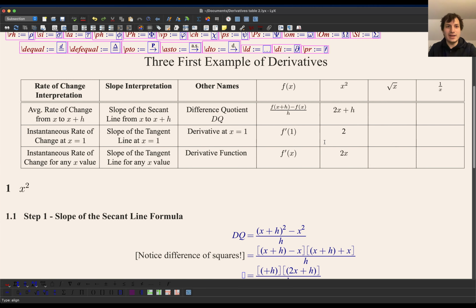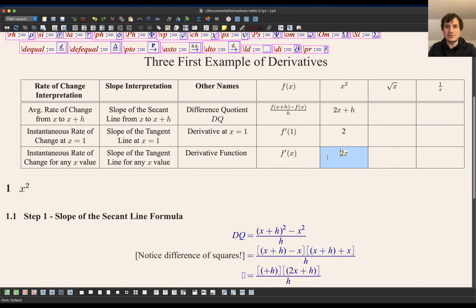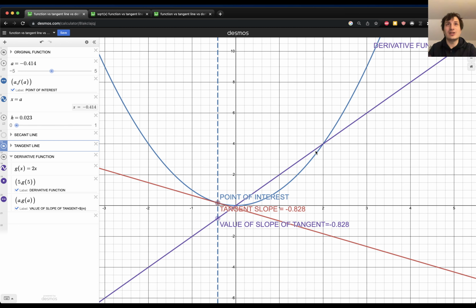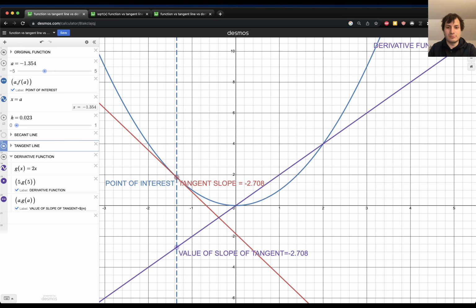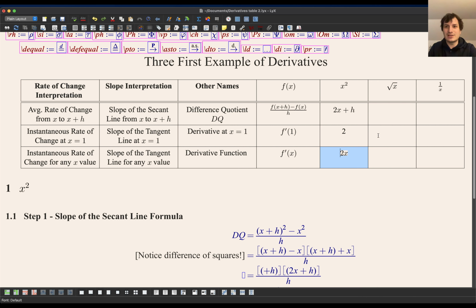And that explains why, in our table, we got that the slope of the tangent line was 2x. And that explains why, in Desmos, this purple function is a line with slope 2, and this purple function captures the slope of the tangent line anywhere. Okay, so that is the full story and the full table for the function x squared.